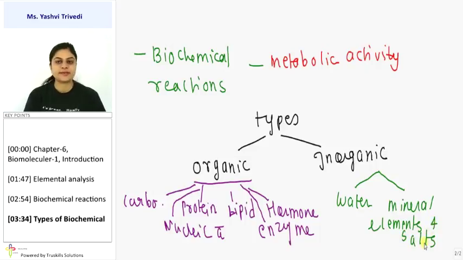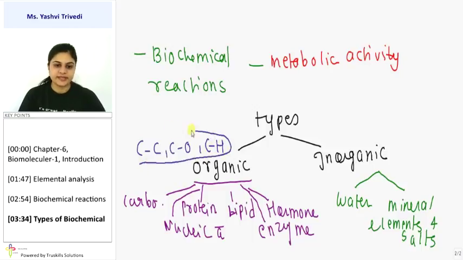So these are the two types of biochemical components, which are organic and inorganic. Organic consists of all the carbon containing compounds. In case of organic, what is required is that there has to be a bond either between carbon-carbon or carbon-hydrogen or carbon-oxygen. This is the most important thing for them, that there has to be a bond of carbon with either another carbon atom or an oxygen atom or a hydrogen atom.